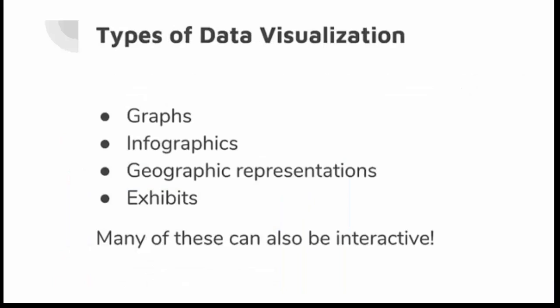So different types of data visualization, these are the most well-known types, I guess. Obviously graphs, we've been using these forever. Infographics, they keep getting more sophisticated and really cool over the last few years, and people really love infographics. Geographic representation, so that's things like GIS, a lot of spatial data that's very popular, and you can use it in a variety of ways.